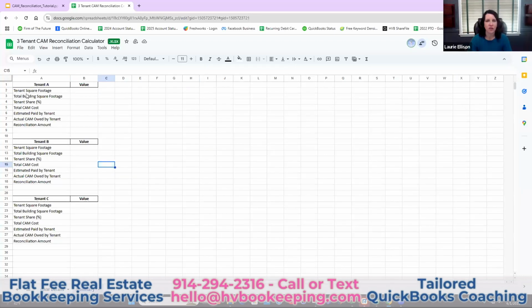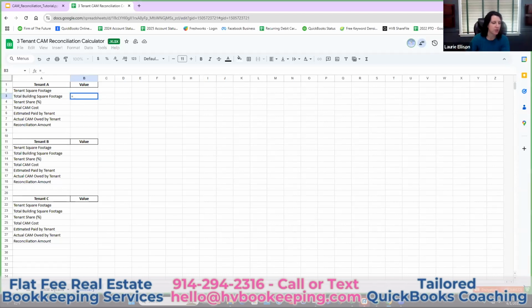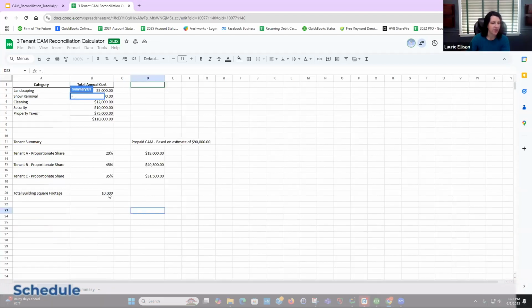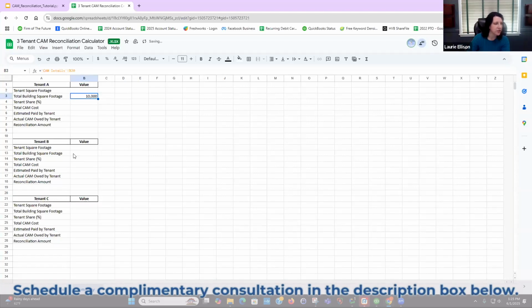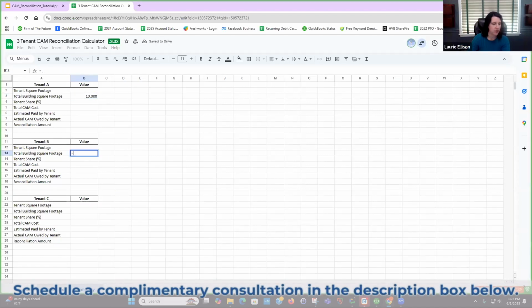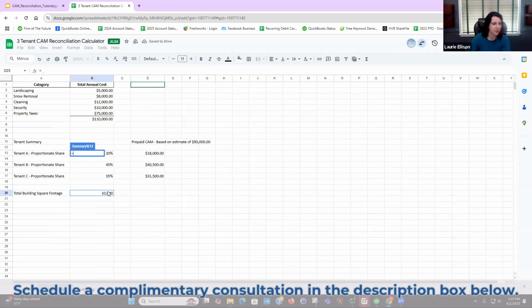Okay. Now we're going to build this spreadsheet from scratch, based on 3 tenants. The first thing we need to do is put in the building square footage for each one. That's going to be the same number. So if we set equals and we go over here, I've got that right there. So you would fill in yours. Click to the other tab.